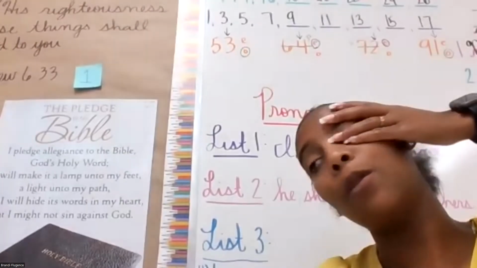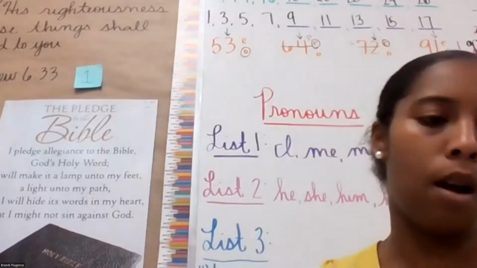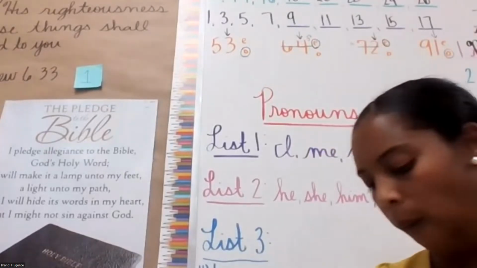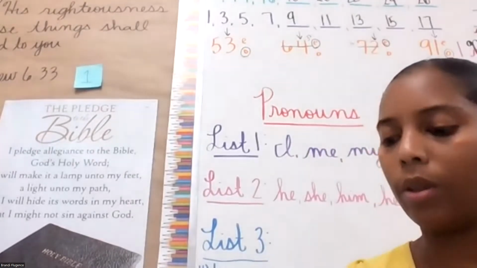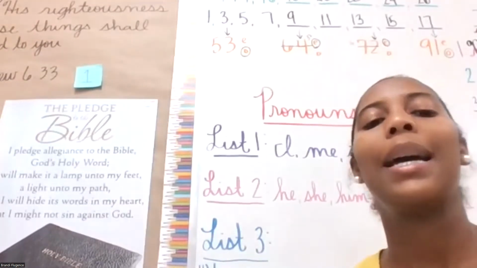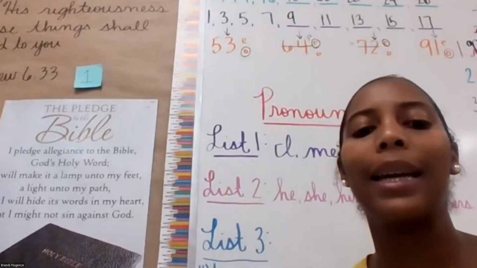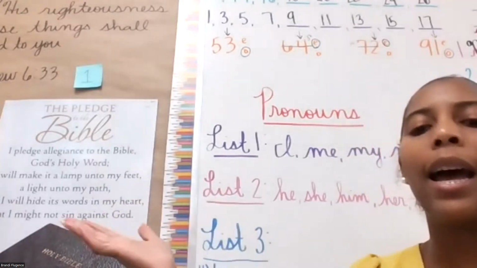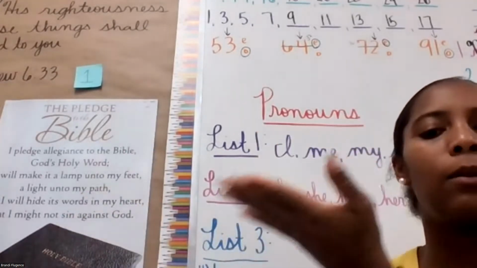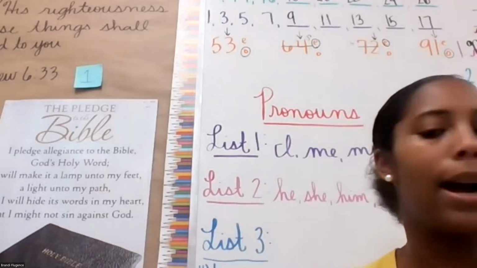All right, so let's review what is a pronoun. A pronoun is a word used in the place of a noun. Good. A pronoun is a word that is used in the place of a noun. We have a noun, we take out the noun to replace it with a pronoun.